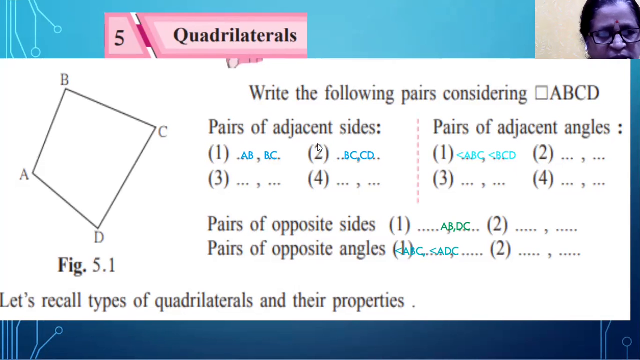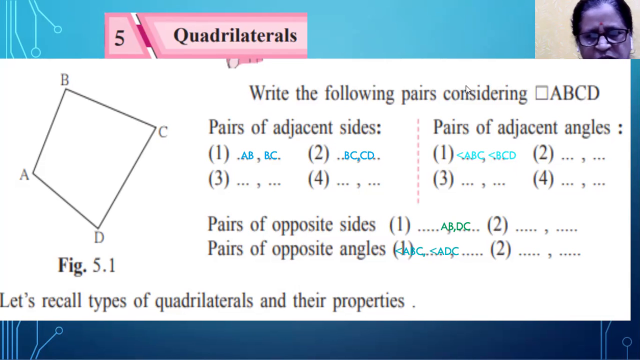Pairs of adjacent sides. AB is one side and BC is another, and these are adjacent sides. And another pair is BC and CD. This is another pair of sides.